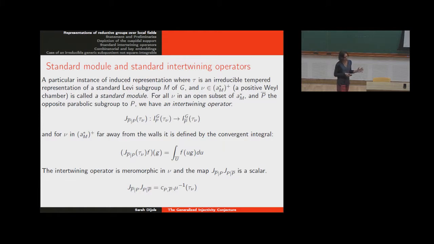So the mu function, which we have seen, can be defined in different ways. So in this definition of intertwining map, in the definition of the Plancherel measure we saw on the first slides, and you know as well that there is some relationship of this mu function with some L function.